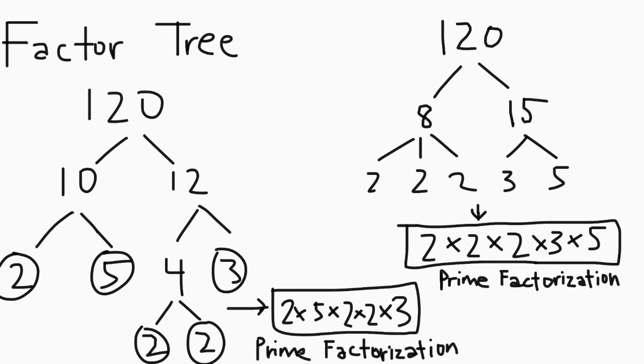The order of the numbers in our prime factorization does not matter. As long as they contain the same prime components, which in this case is 3 2's, 1 3, and 1 5, then they are considered the same prime factorization.